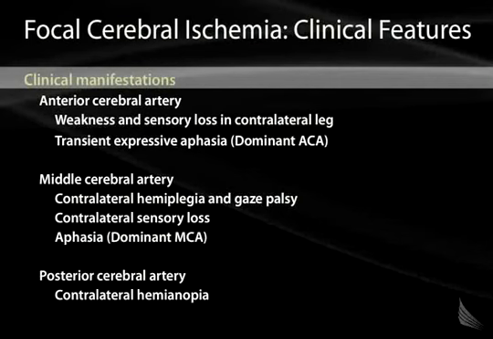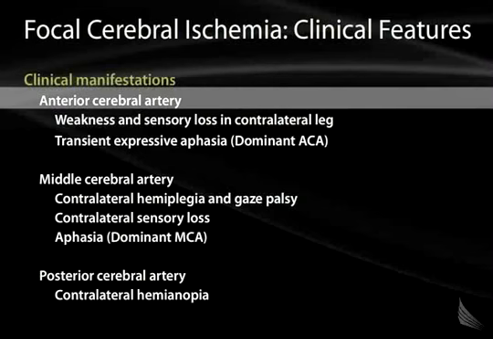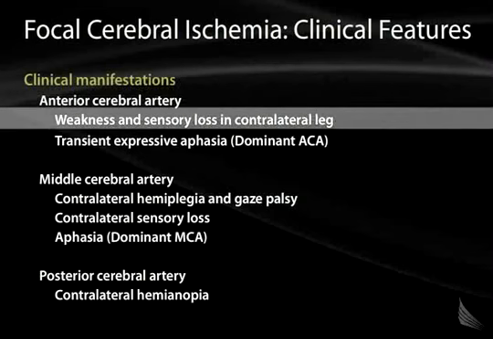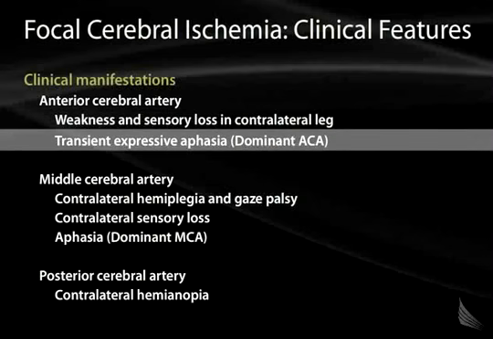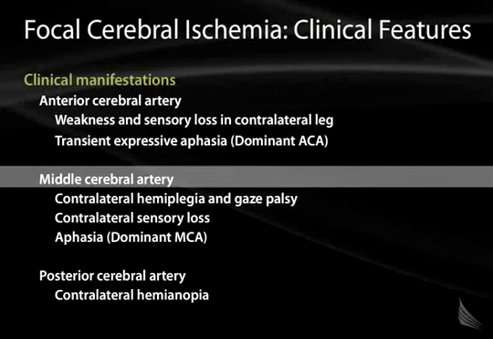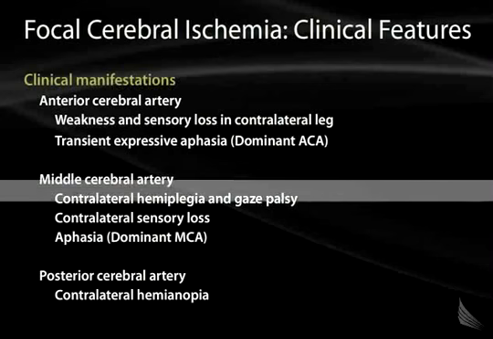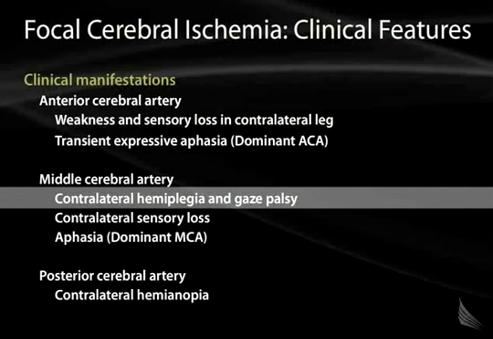What are some clinical manifestations? Anterior cerebral artery distribution strokes result in weakness and sensory loss in the contralateral leg and a transient expressive aphasia. Middle cerebral artery strokes usually give rise to the contralateral hemiplegia and gaze palsy. The eyes will look to the side of the infarct.